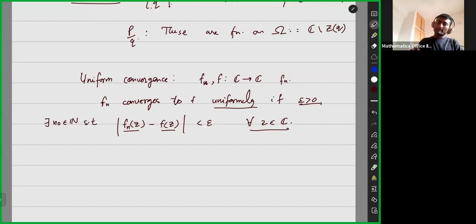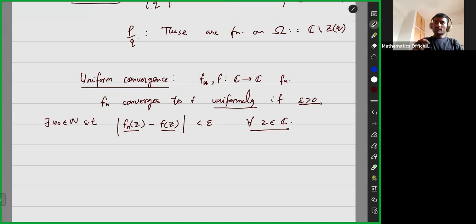One question I have here. How is it different from the convergence of functions on real numbers, real functions? That I could not understand. And here, epsilon should also be a complex number, right? No, no. Epsilon is a real number.